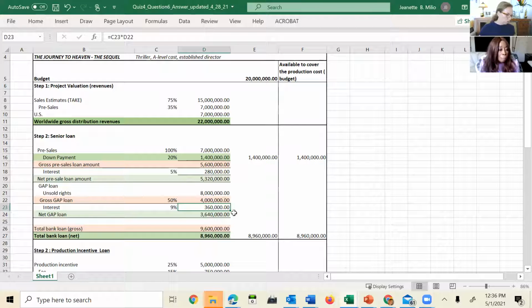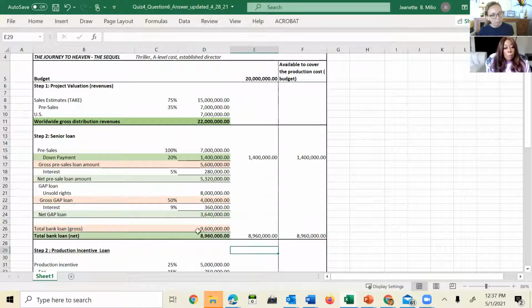So the loan goes down to $3,640,000. So the total bank loan, if we look at all the net amounts, 3.640 and 5.320, comes to 8.9 million and some change. It's what we're getting. We also need to know what we need to pay the bank, which is all the amounts that include the interest, because we have to pay the interest later in the recoupment. So we're making sure that we remember what that is, which is why I made this red, because these are the expenses that we're paying back later.